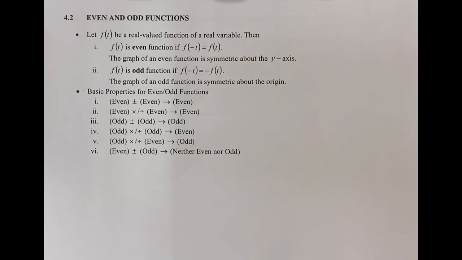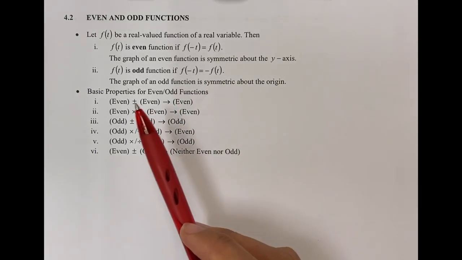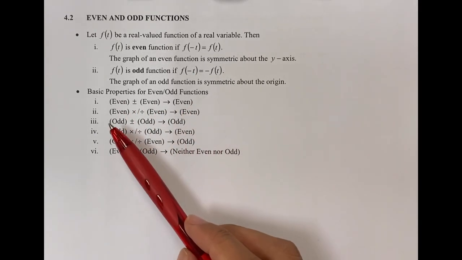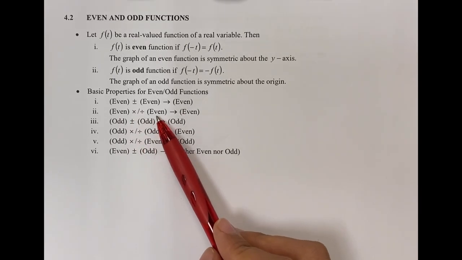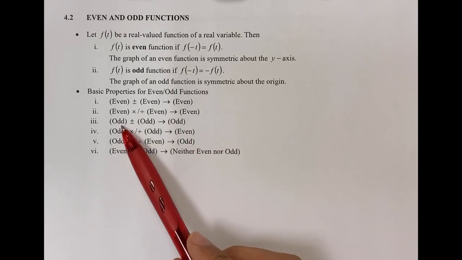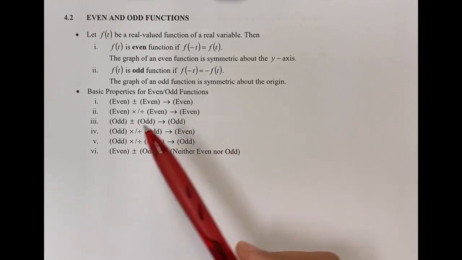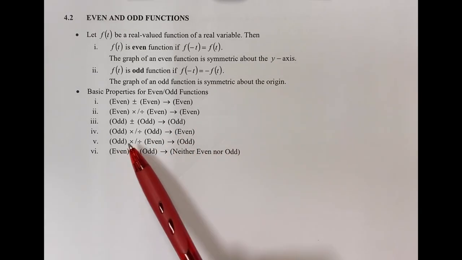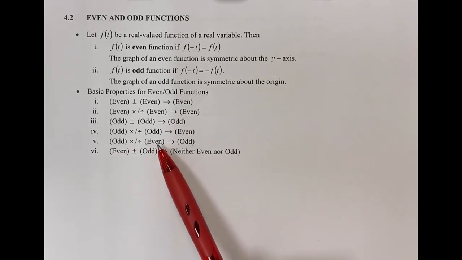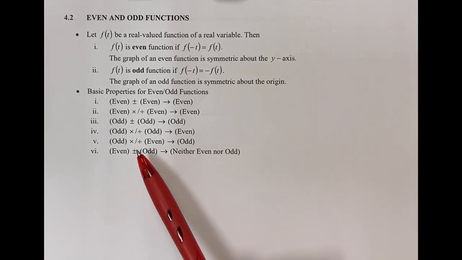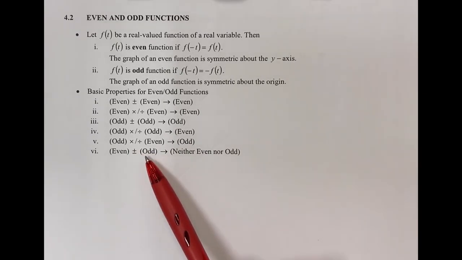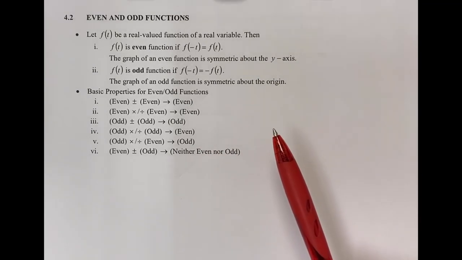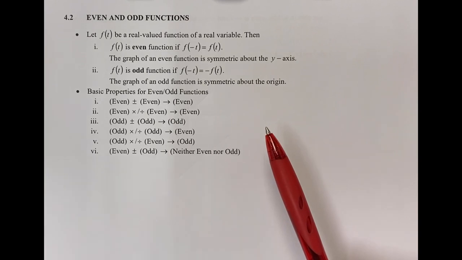And for the basic properties for even and odd functions, if you have even function plus or minus even function, you have an even function. Even function multiply or divide by even function, you have even. Odd plus minus odd, you have an odd function. Odd multiply or divide by odd, you have an even function. Odd multiply or divide by even function, you have odd. And the last one, even plus minus odd function, you have neither even nor odd function. We will see this in the next example 4.1.